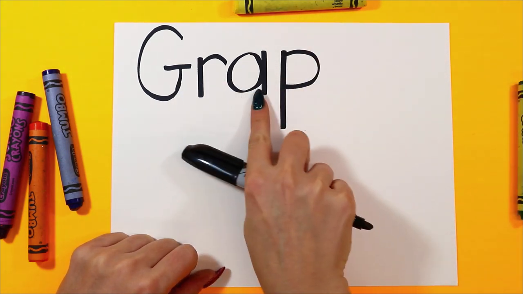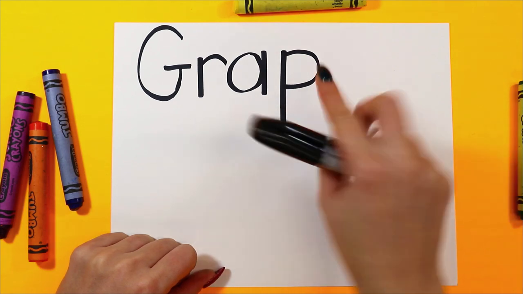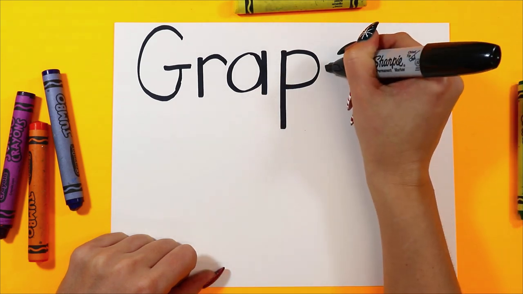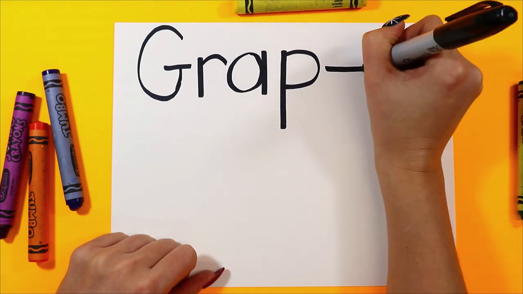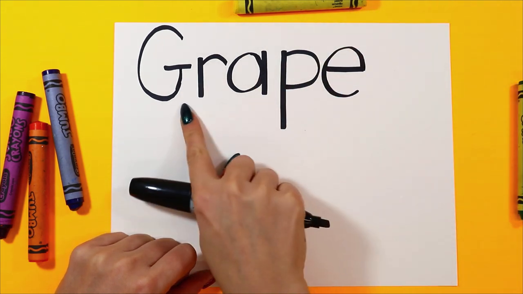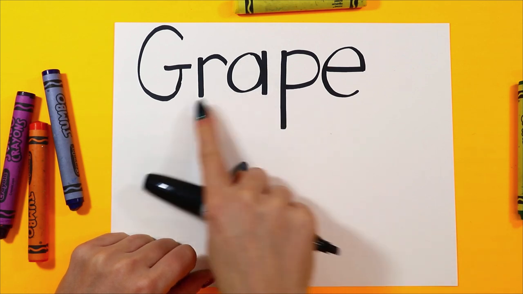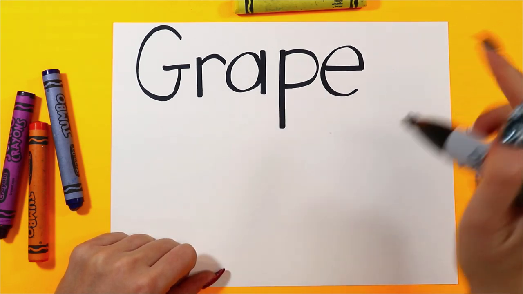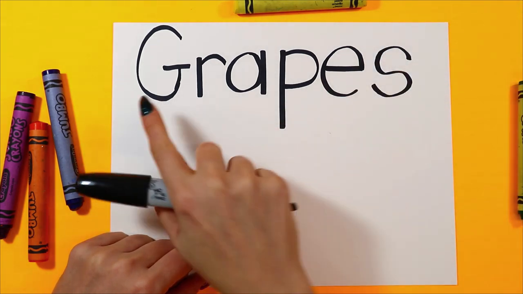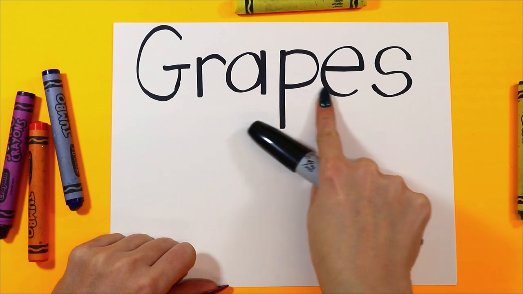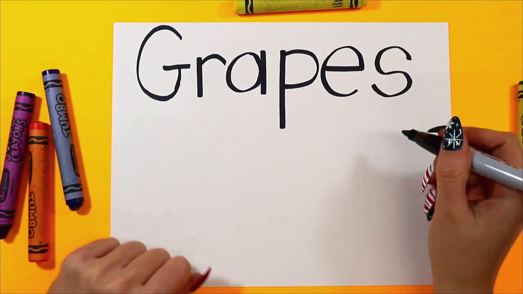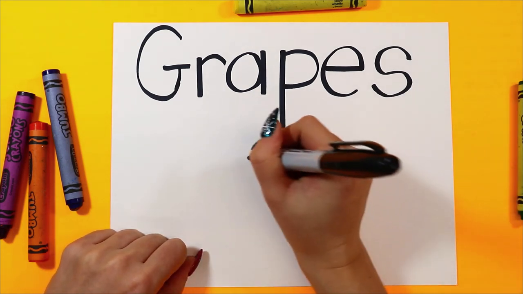Grapes. Now that's a long A sound, which means there's an E on the end. A long E at the end, a bossy E to make that long A vowel. E at the end, grape. So this is grape, but I want to spell grapes. That means there's an S at the end for grapes. Good job.